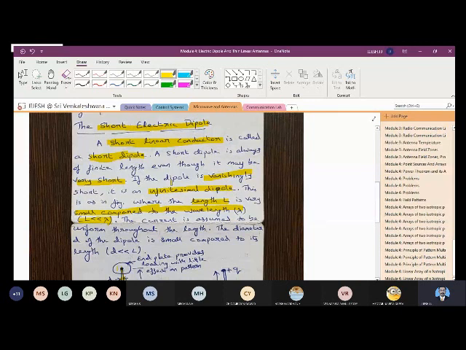So we will be assuming the current is uniform throughout the length, and the diameter is D, as I have mentioned. D of the dipole is small compared to its length. So that is also one more condition: D should be less than L. So the first condition is for the electric dipole to be called a short linear one.